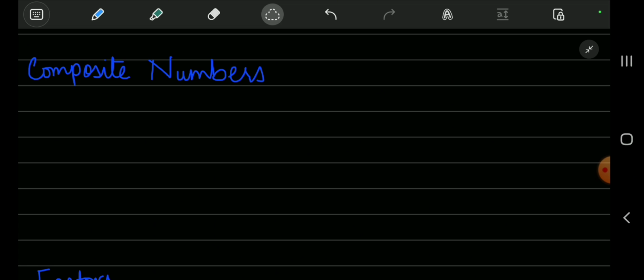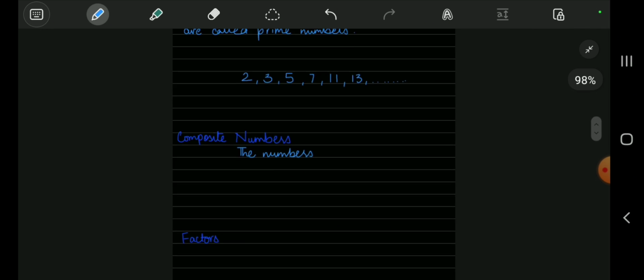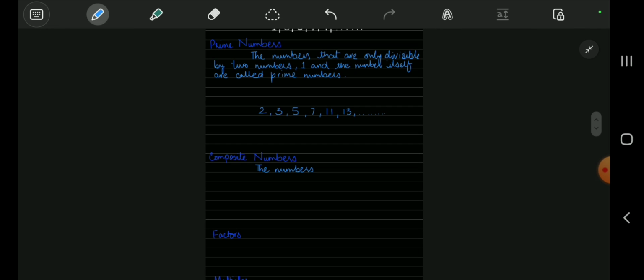This is also purposely not a part of your syllabus, but you should know, because just like even and odd numbers, they are opposite of each other. Prime numbers and composite numbers are like opposite of each other. Okay, so composite numbers are the numbers which are divisible by more than 2 numbers.